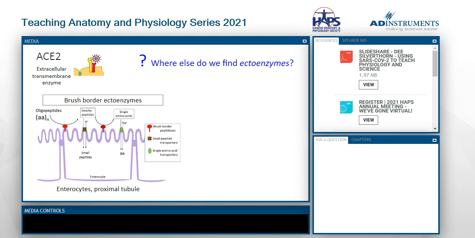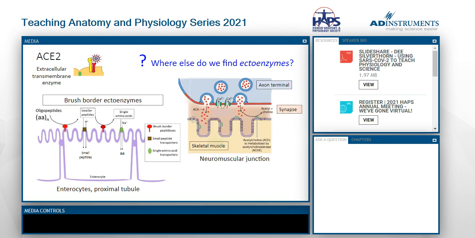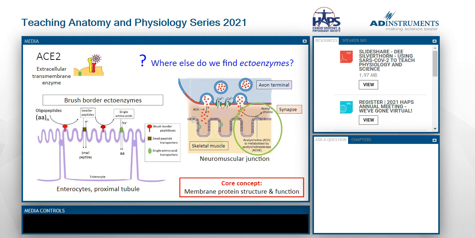But if students are really smart, they can think of one more example where we usually teach about an ectoenzyme. And that's the neuromuscular junction, where we have the axon terminal releasing acetylcholine onto a skeletal muscle fiber. And in that process, there is an ectoenzyme, acetylcholinesterase, that is used to break down acetylcholine so that it can terminate the activity. So here's a very nice example of a repeating pattern of ectoenzymes found across multiple systems of the body.